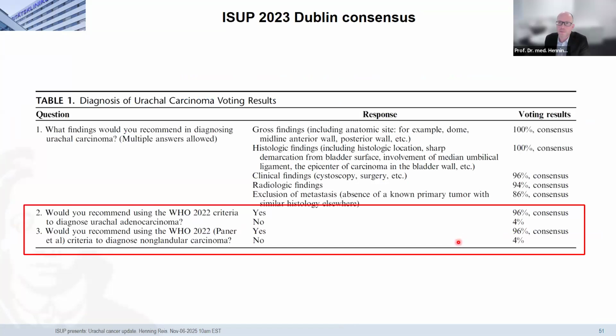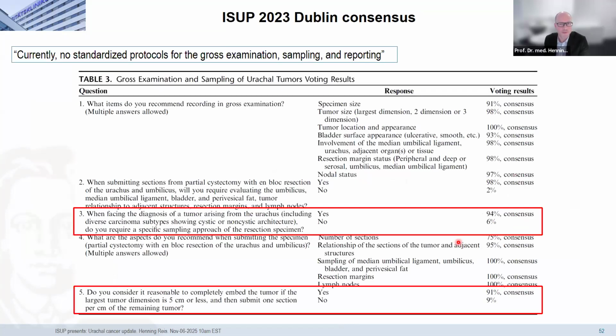So I just want to highlight the most important results. One is that nearly everyone would recommend the WHO 2022 criteria to diagnose urachal adenocarcinoma and also the non-glandular types. I didn't outline this because it's not rarer, but there has been this classification from Pena and colleagues in, I think it was 2016, correct me if I'm wrong.